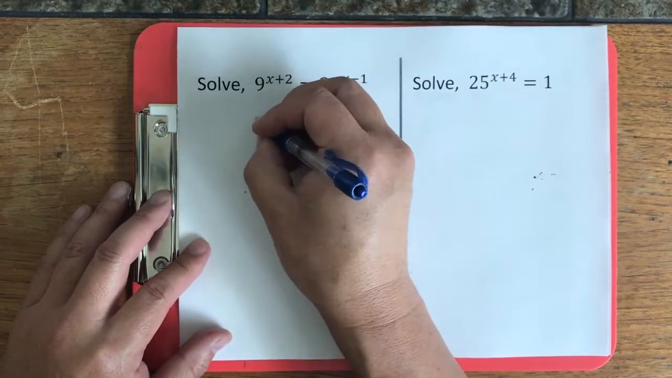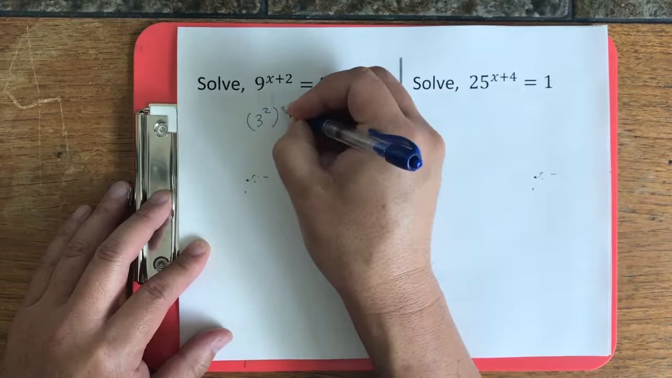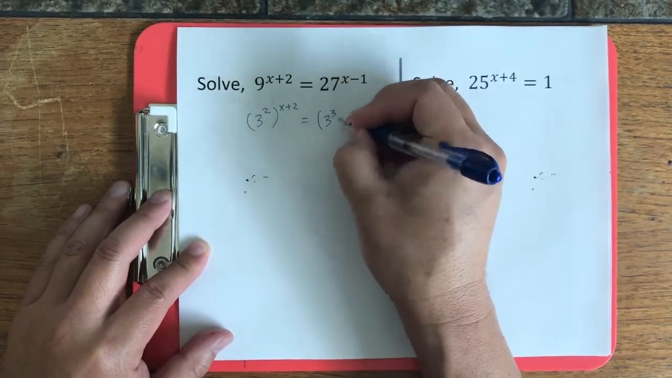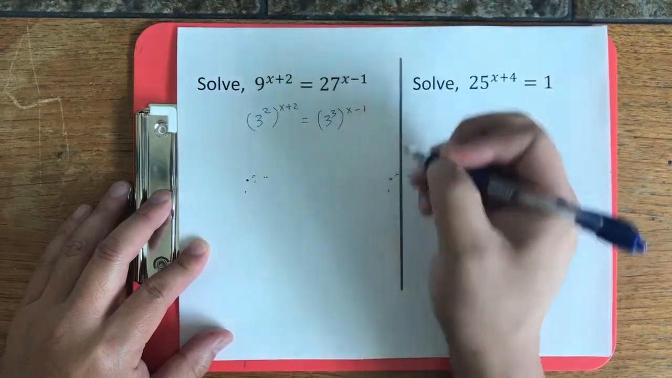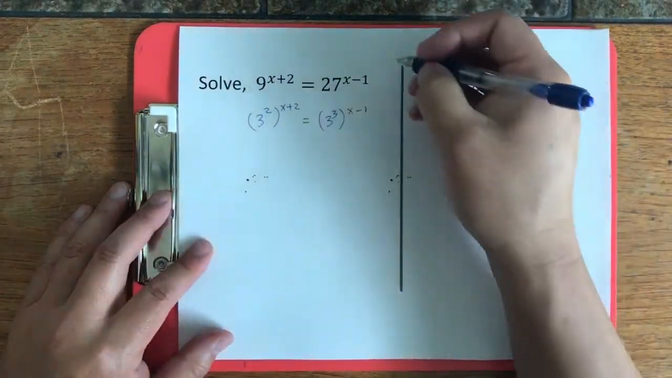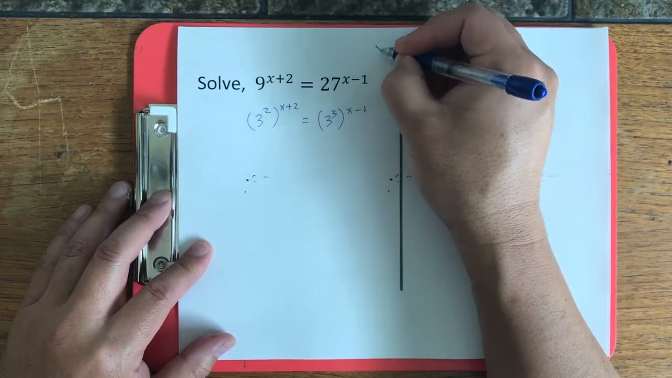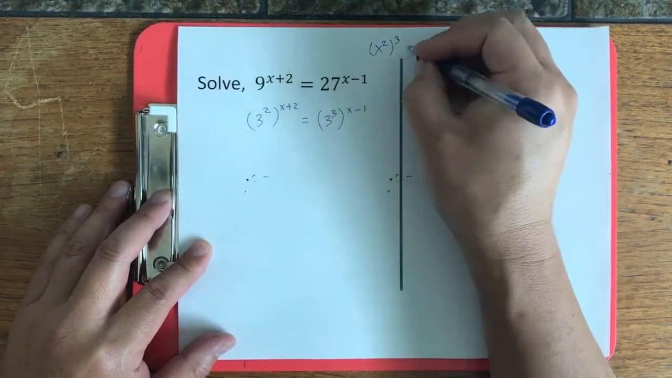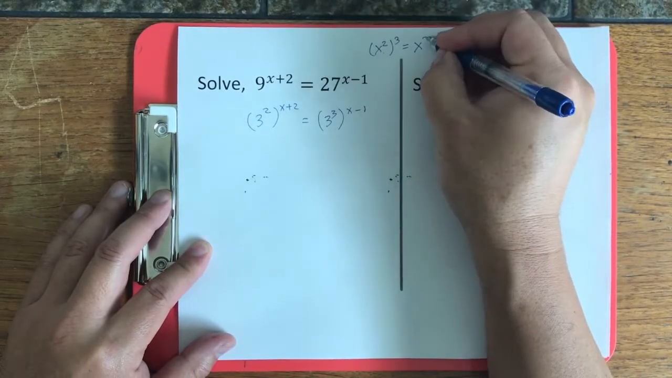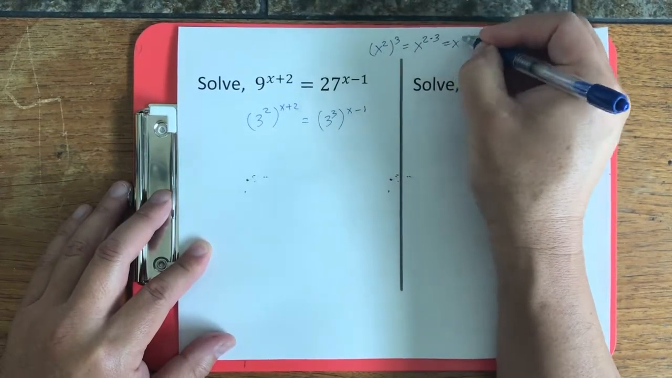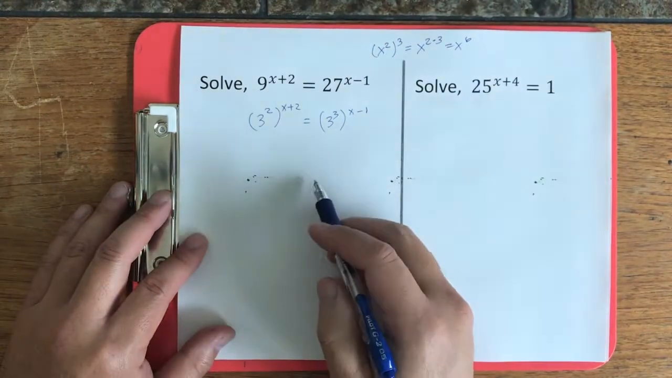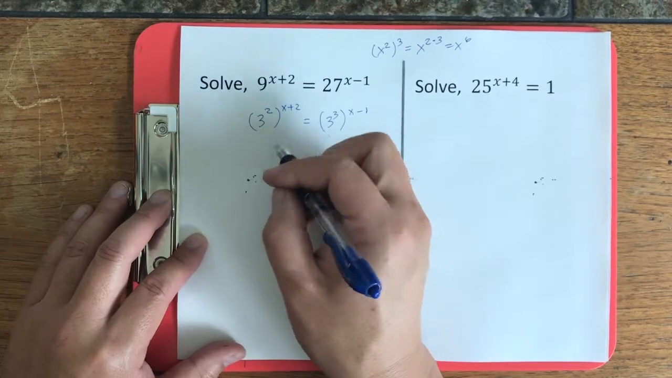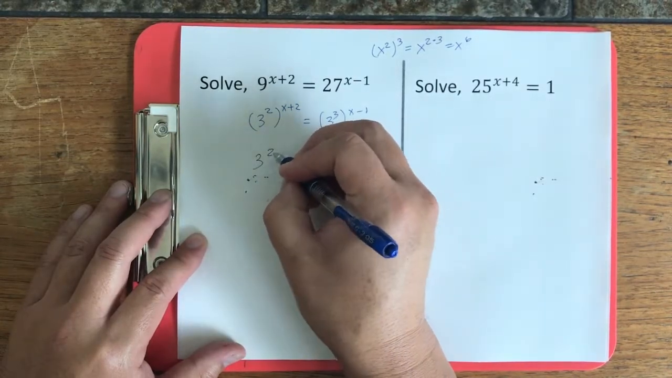We know that 3 squared is equal to 9, and we know that 3 cubed is equal to 27. Now, in past videos, you saw that if you have an exponent of an exponent, like 2 to the power 3, all you do is multiply. That's true here whether the exponent is a number or an expression. So what we're going to do here is just multiply.